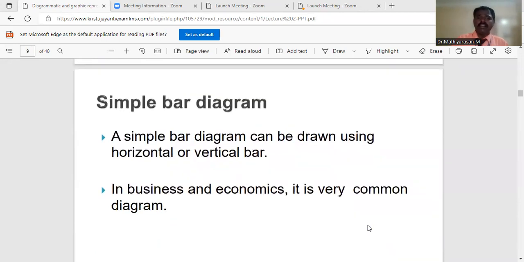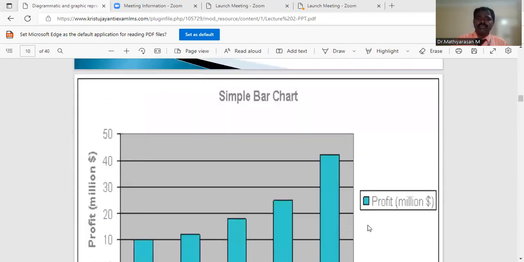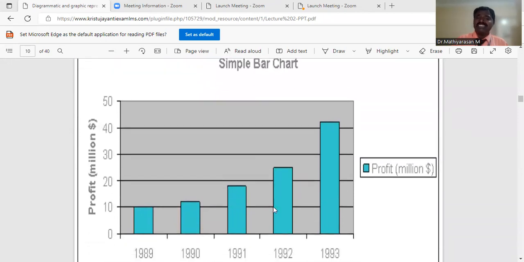Second one, simple bar diagram. It can be drawn using horizontal or vertical bars. In business and economics, it is a very common diagram. Here I have shown an example of how to draw the simple bar diagram. You can see here we represent each variable with the help of simple bars. That is what is known as simple bar diagram.